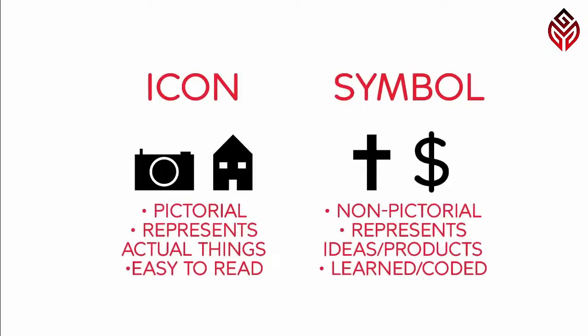But basically, an icon is pictorial, it represents actual things, it's easy to read, whereas a symbol is non-pictorial, represents ideas or products, and it has to be learned. In other words, it's coded. You can't look at it and figure it out. You actually have to be told what it means, what it represents, in order to figure it out.